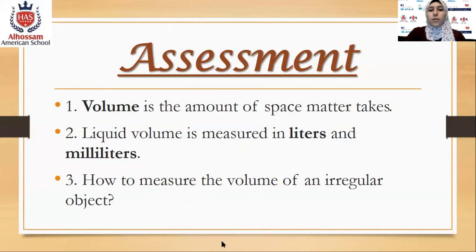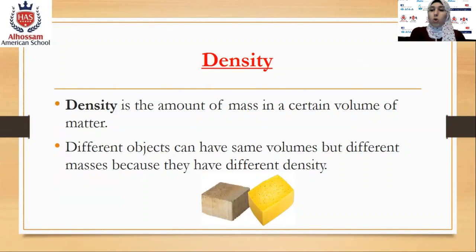So how do we measure the volume of an irregular object? We put the irregular object in a cup of water. Then we take the reading of the liquid before and after putting this object, and subtract them from each other. That will be the volume of our irregular object.